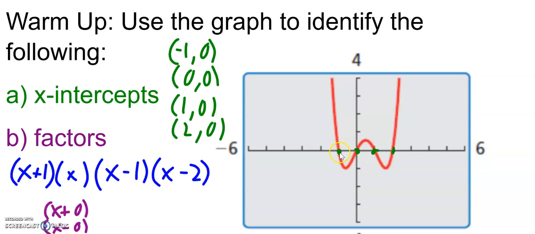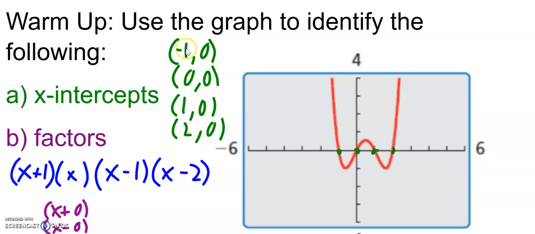All right, so hopefully you recognize that at -1, at 0, at 1, and at 2, we have our x-intercepts. Now I wrote them as coordinate points because it helps us to recall that the y-coordinate is always 0 when we have an x-intercept. The x-coordinate can be 0 also, because (0, 0) is both an x and a y-intercept, but the y-coordinate has to be 0 if it's an x-intercept.